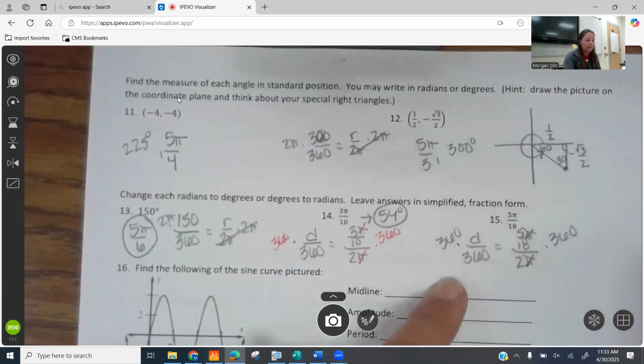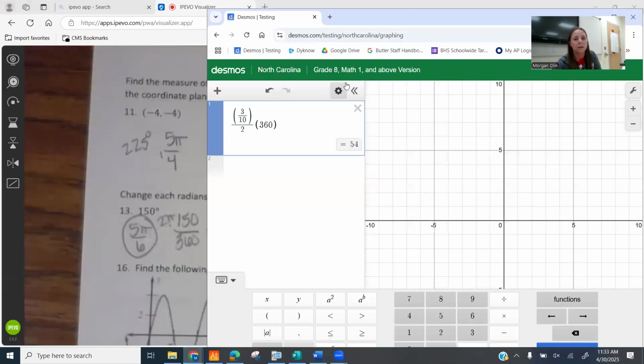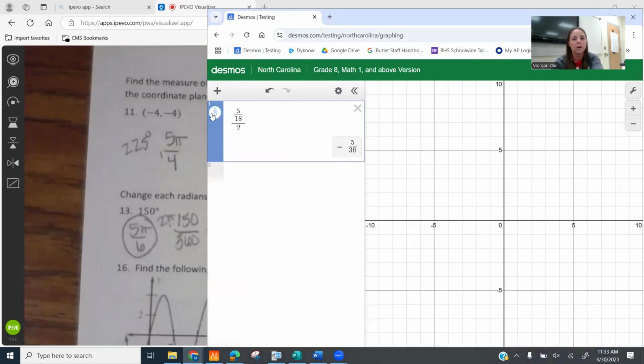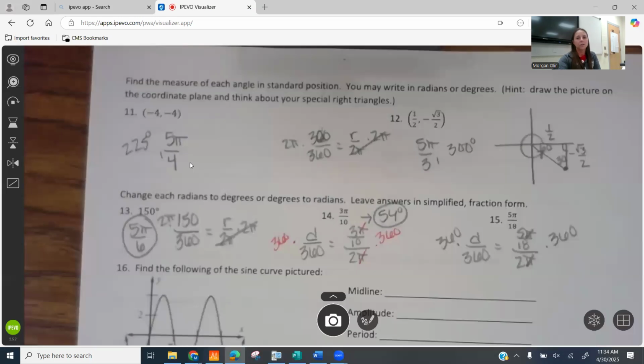Now you could simplify that first if you wanted to. You could say, all right, 5 over 18. All right, and then divide that whole thing by 2. All right, so you get 5 over 36. All right, and then you times that entire thing by 360. And I get 50. So this transforms to 50 degrees.